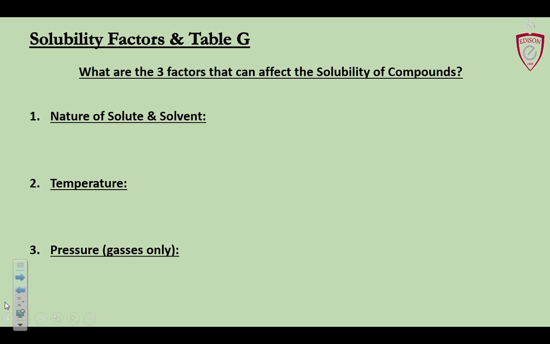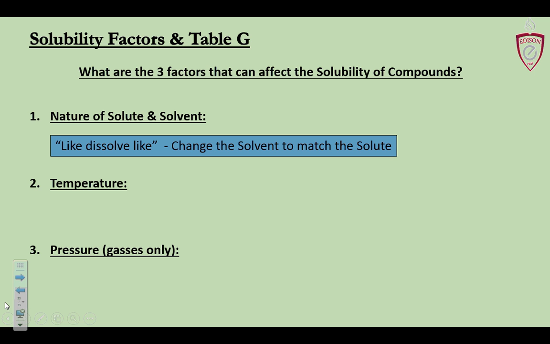The first is the nature of the solvent. We remember that like dissolves like, so change the solvent to match the solute. If you're trying to get something to dissolve and it won't in whatever solvent you're using, try changing the nature of the solvent. Go from polar to nonpolar or vice versa, because if one won't do it, the other should. Again, we're talking mostly about water here.